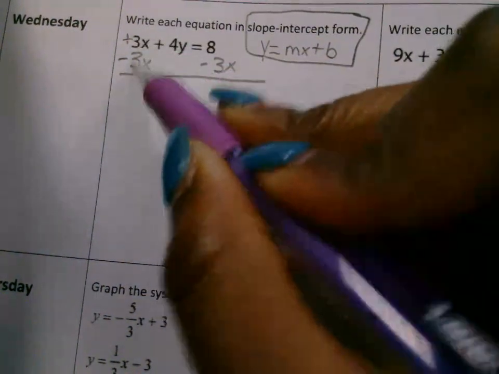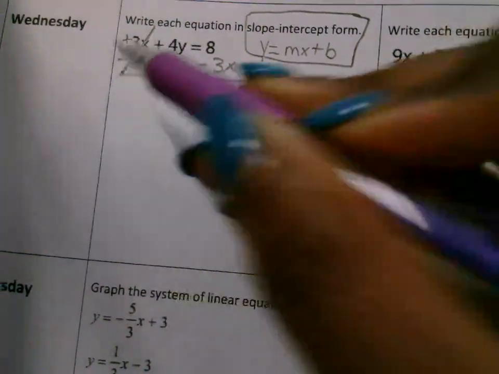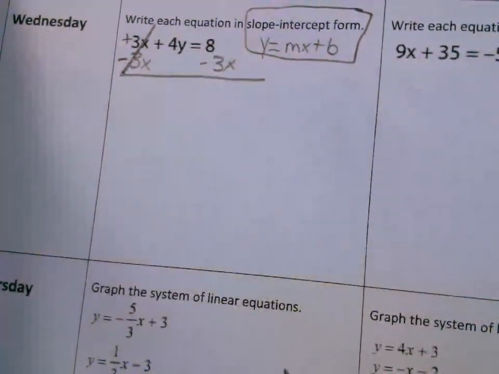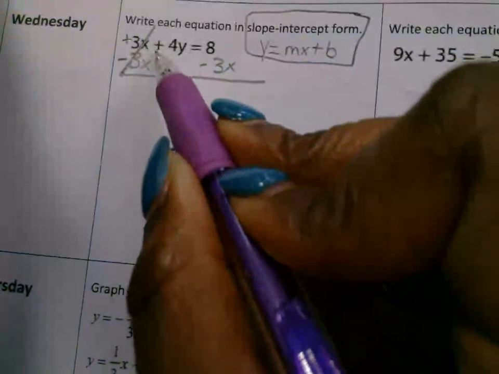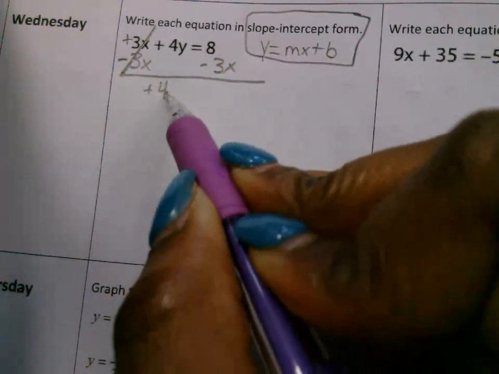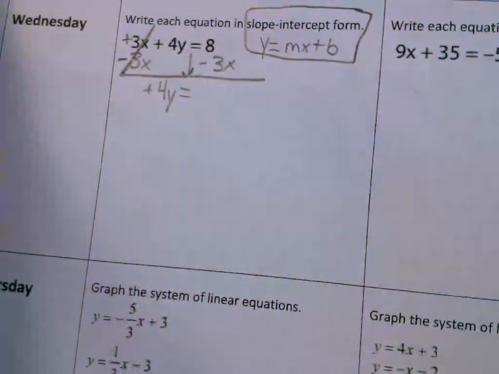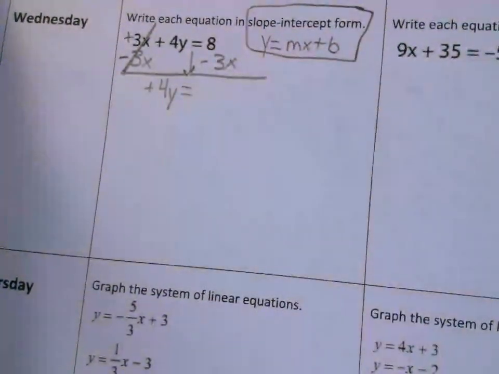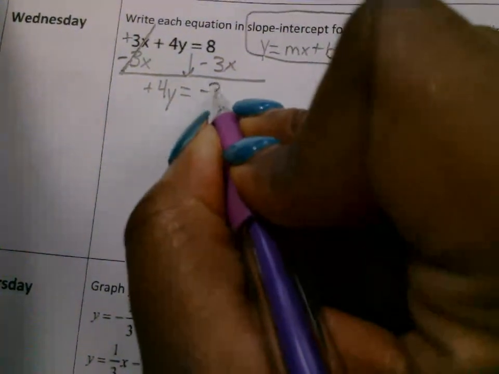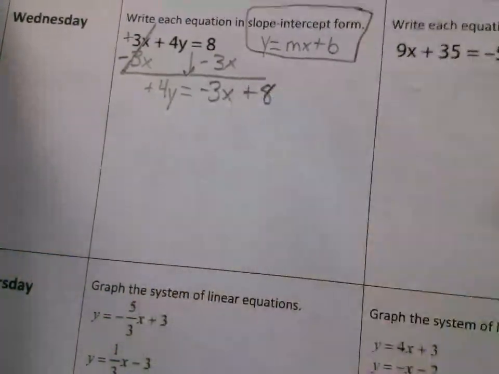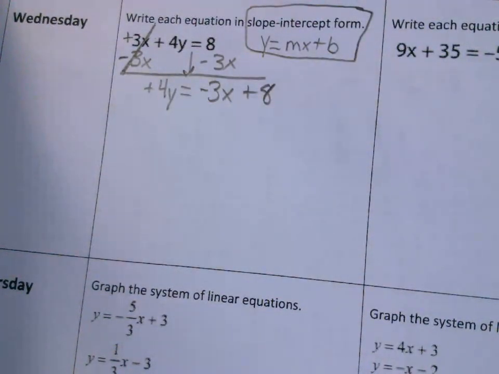Three x minus 3x is 0. So we bring down the positive 4y. We bring down the equal sign. And we bring these two down. They are not like terms, so don't subtract them. I'm going to bring down the minus 3x first, then positive 8. You can bring down the 8 first and then minus the 3x. Doesn't matter which one you write first or second. Any questions?